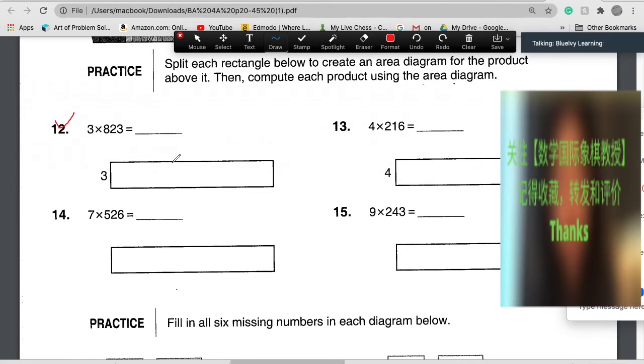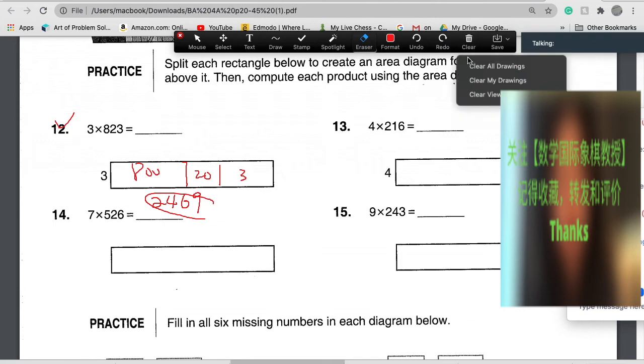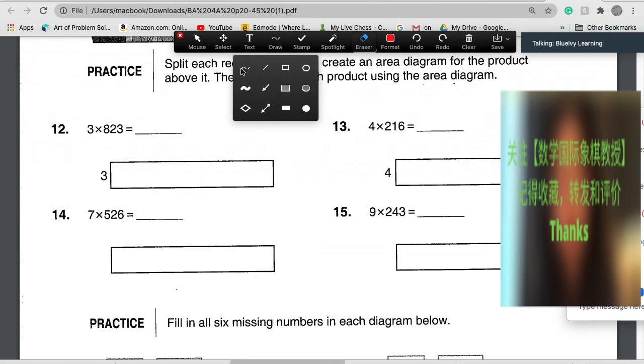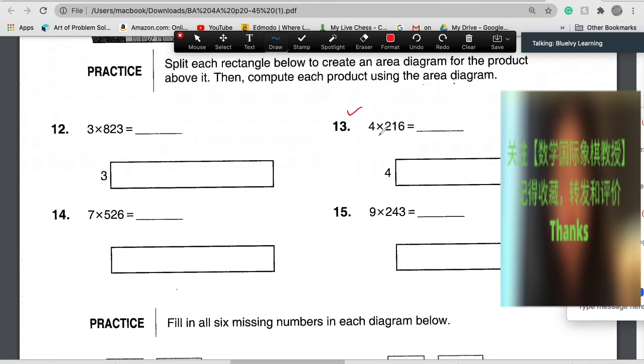So you need to separate this one like to this part. This one will be 800. This one will be 20. This one will be 3. Then what's your answer? 2469. Yeah, Samuel correct. Oliver correct. This one's correct answer. 2469.